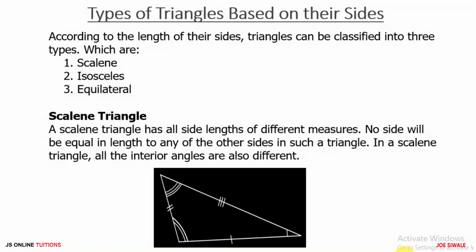Let us now look at types of triangles based on their sides. According to the length of their sides, triangles can be classified into 3 types, which are scalene, isosceles, equilateral. So let us now look at the scalene triangle. A scalene triangle has all the side length of different measures. No side will be equal in length to any of the other sides in such a triangle. In a scalene triangle, all the interior angles are also different.